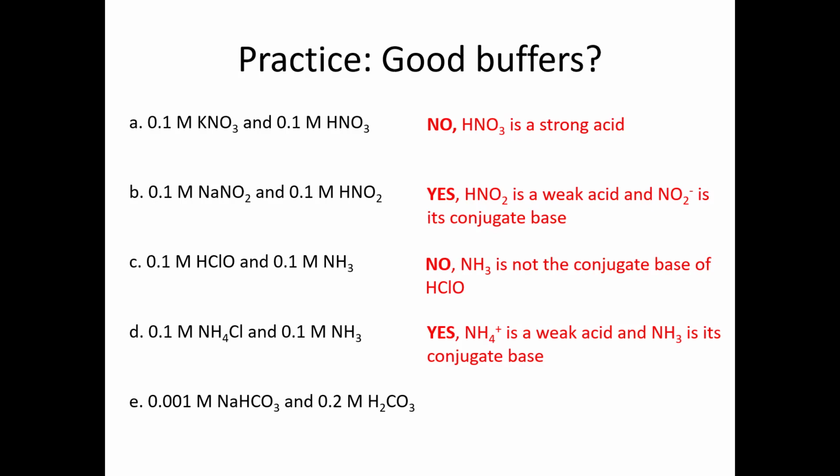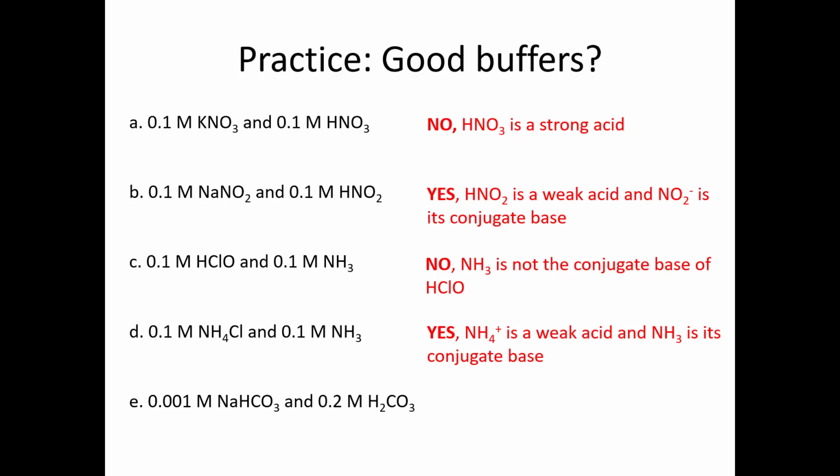Specifically, the concentrations are not close to each other. So 0.001 relative to 0.2 is not in between 0.1 and 10. It's not close to 1 at all for that relative concentration. So that's the biggest problem. Specifically, the 0.2 molar is great. That's high concentration, but the 0.001 molar is way too low of a concentration. So these defeat the effective buffer factors.